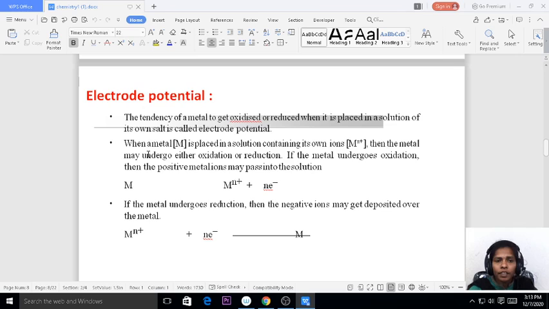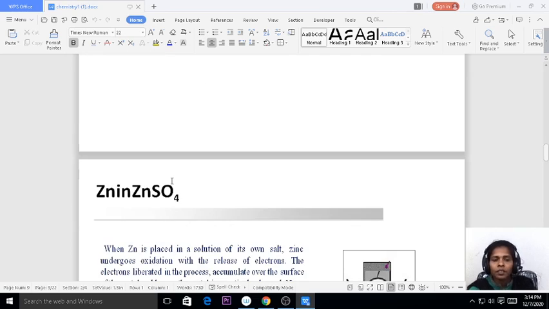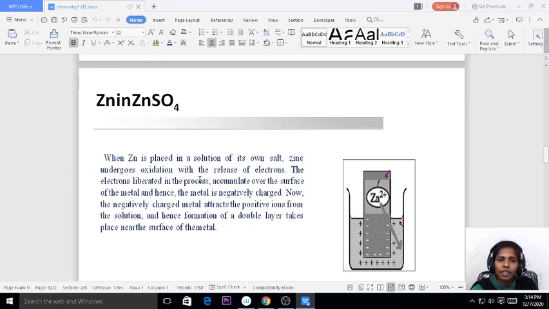So simply I am giving the definition of electrode potential. The potential difference between a metal and its salt solution is called electrode potential. The symbol of electrode potential is capital E. So now I am giving the example of electrode potential. We said that either the metal undergoes oxidation or the metal undergoes reduction here. So now I am taking two examples. In one example, the metal undergoes oxidation. In another example, the metal undergoes reduction here.